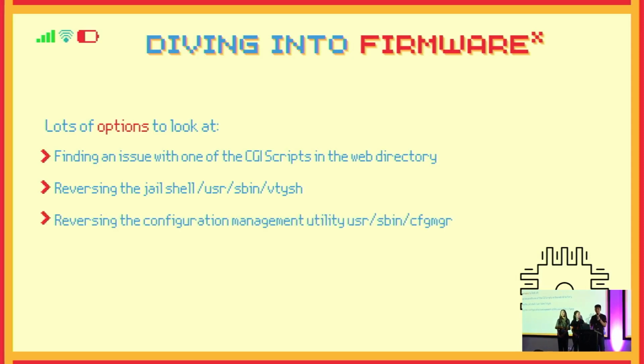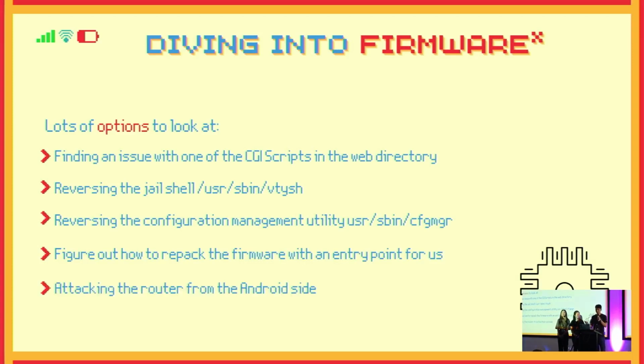There's the config management utility, so we have access to change the config. Maybe there's a vulnerability in that. I could try to figure out how to repack the firmware. Maybe if I just put a backdoor in the firmware, flash it onto the device, I could get access to it. I don't know. Finally, maybe I could have attacked the router from the Android side.